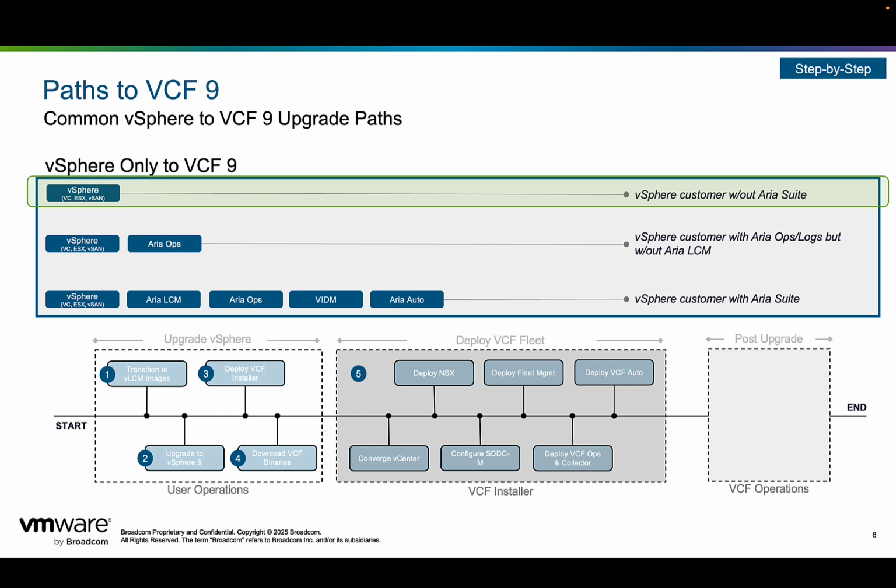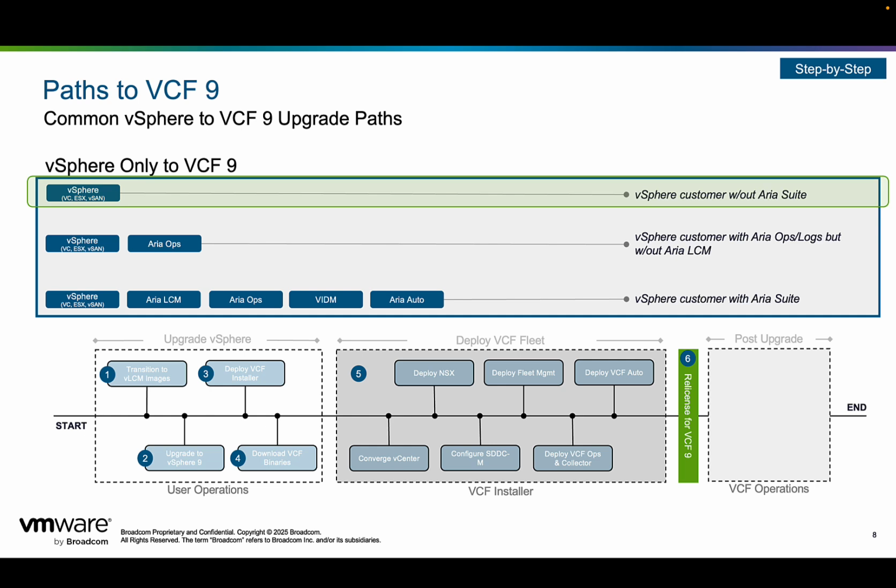It will deploy an instance of the VCF Fleet Management appliance, along with an instance of the VCF Operations and a VCF Operations Collector. Optionally, it can also deploy an instance of VCF Automation. Note that if you choose not to deploy an instance of VCF Automation at this time, it can always be deployed later as a day 2 operation. Once the installer has completed the upgrade, you will need to relicense the environment for VCF 9. This is done using VCF Operations.